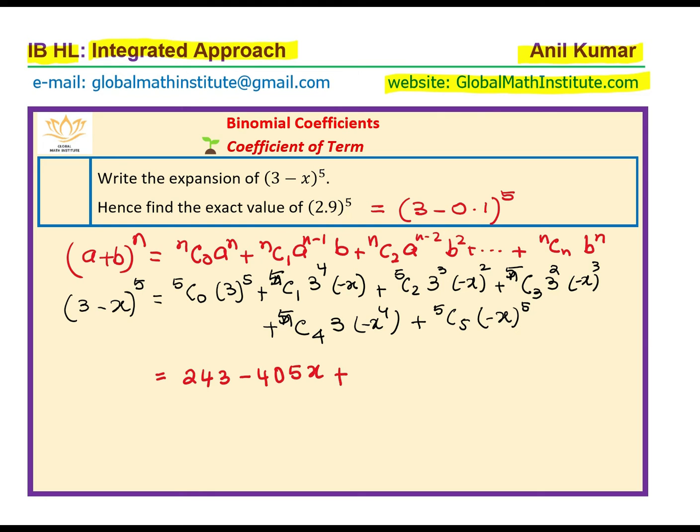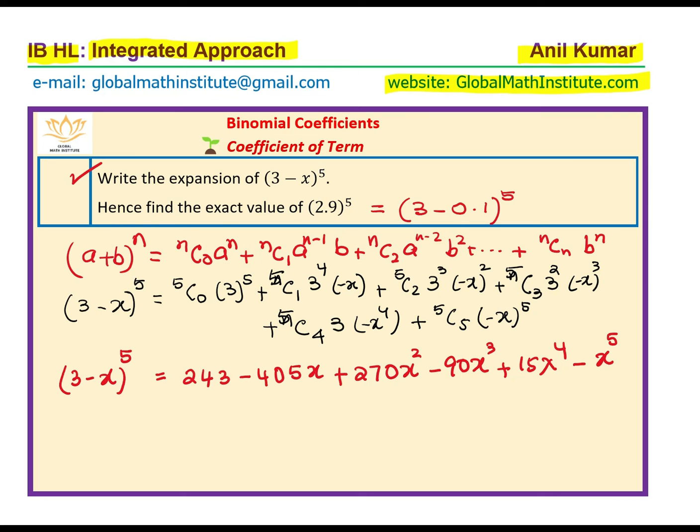Next term will be positive, and using your calculator, you get 270x squared. Then negative, and negative will be 90x cubed. Then we have positive 15x to the power of 4, and then negative x to the power of 5. Great. So we have this expansion right before us, right? (3 minus x) to the power of 5. And that's your answer for part A, right?